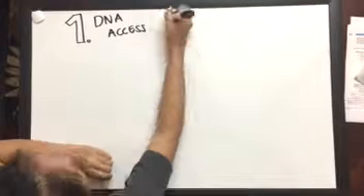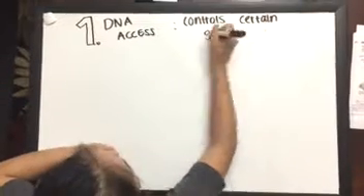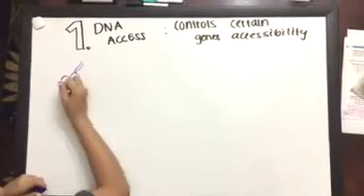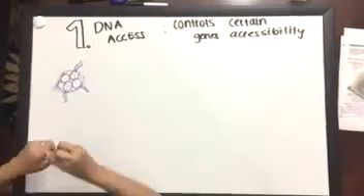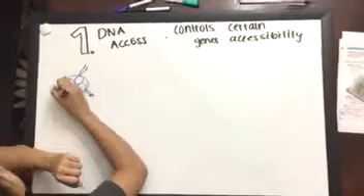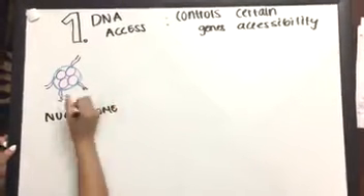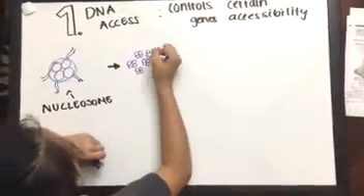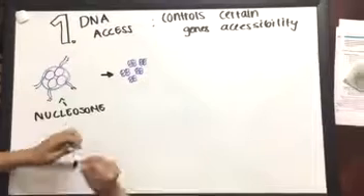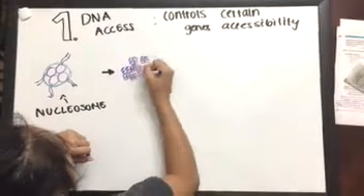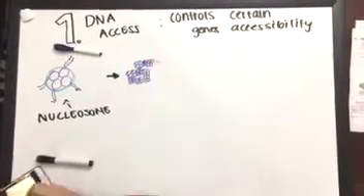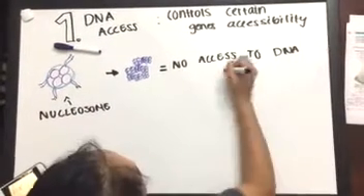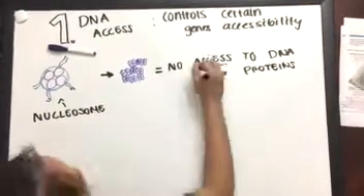Level 1, DNA access. This controls what genes are accessible. These are histones and its histone tails. That's the DNA tightly coiled around it, and those are amino acids. This is a whole nucleosome. These are multiple histones wrapped tightly coiled by DNA chromosomes, and because they are so tightly coiled, no access is available to the DNA or proteins, meaning none of the information is going to be available to the RNA polymerase to transcribe the information within the histones.